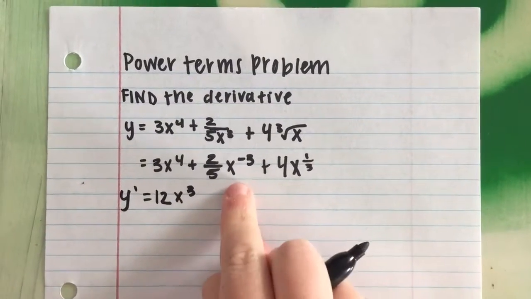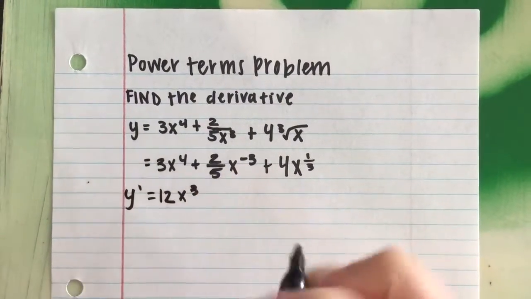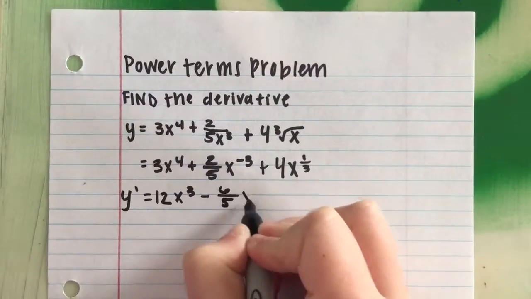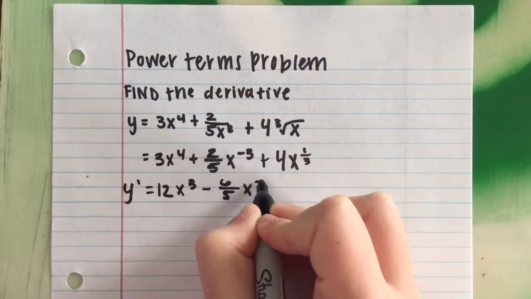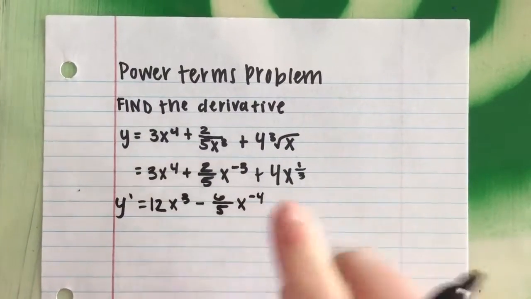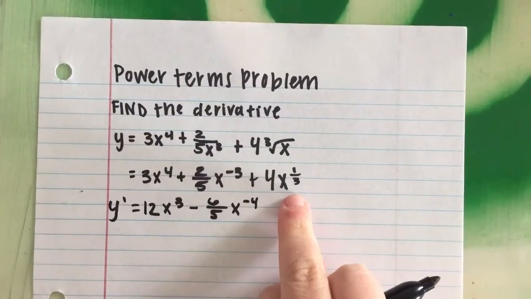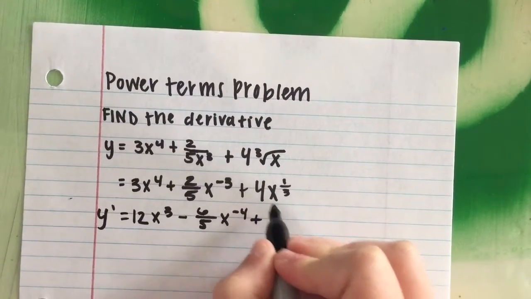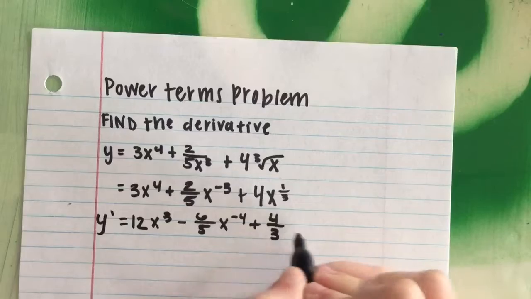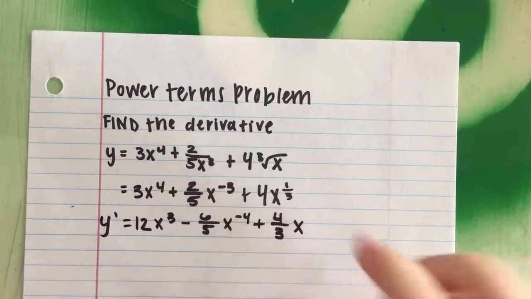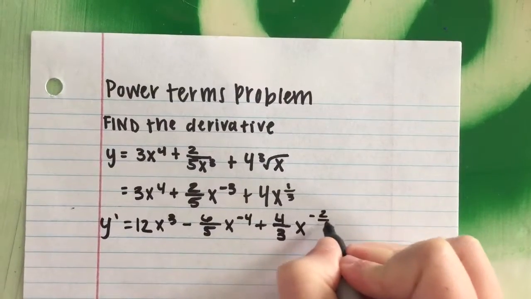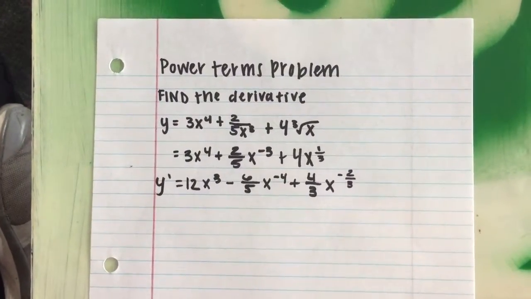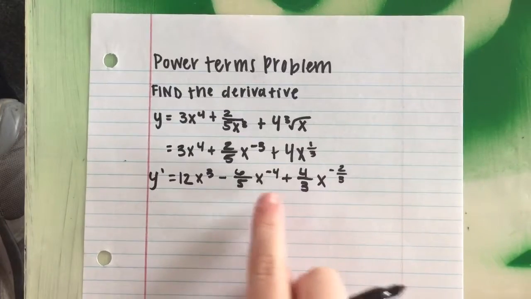Now we're going to look at this next term. -3 times 2/5 is -6/5 x, minus 1, so -4. Now we're going to look at this one, and this is a fraction, so it's going to be different. Now you're going to have plus 1/3 times 4, which is 4/3 x. 1/3 minus 1 is -2/3.